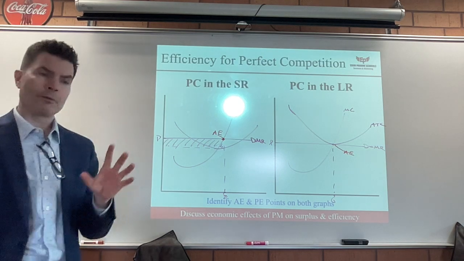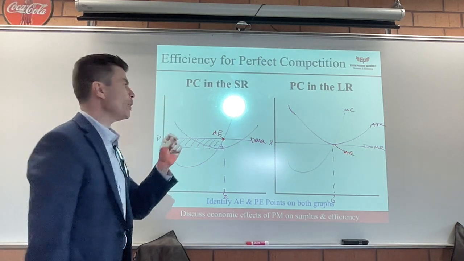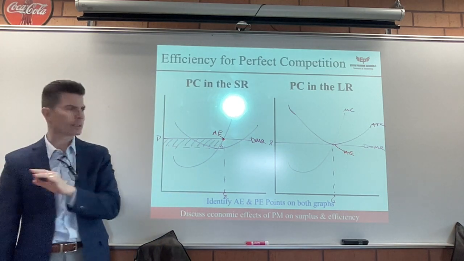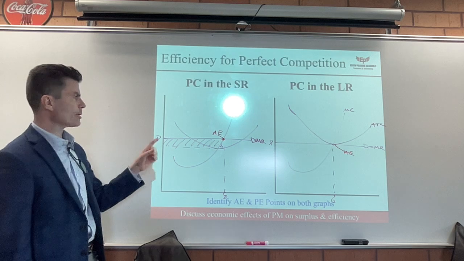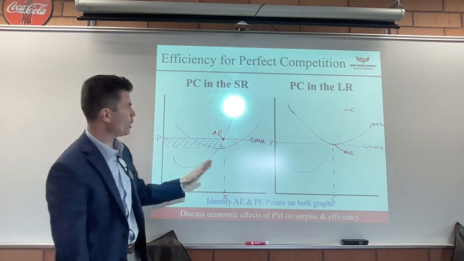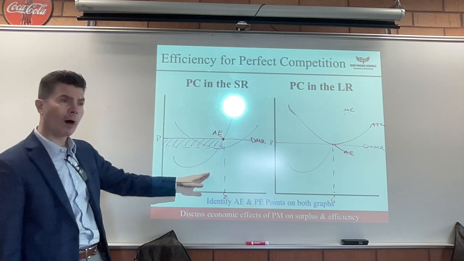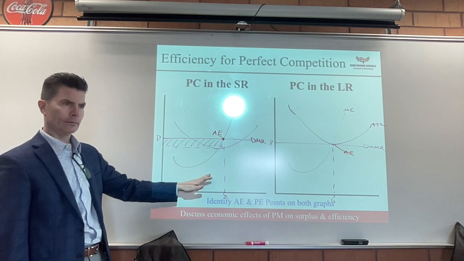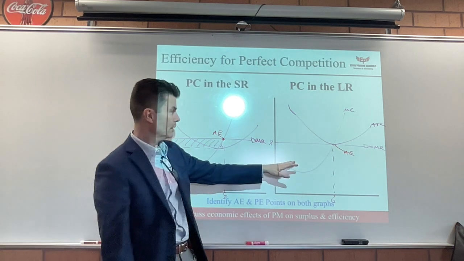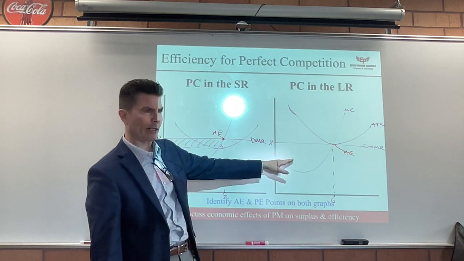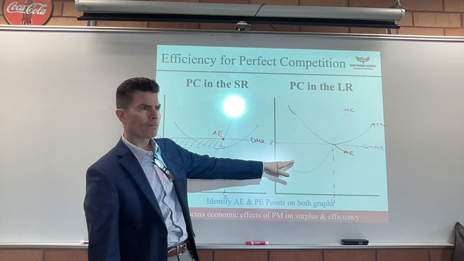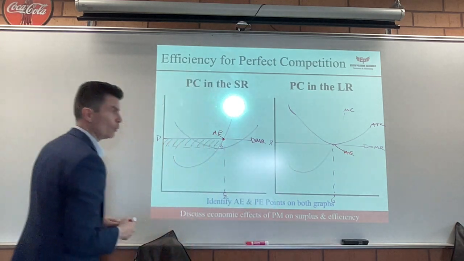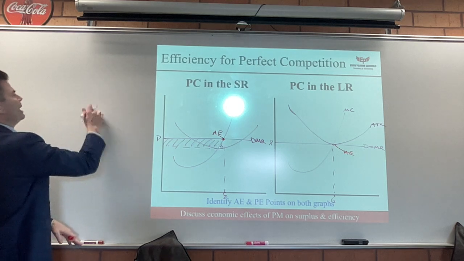Now, I guess the question, if we know you're allocatively efficient when your quantity is where demand equals marginal cost. Sahasra, for the perfectly competitive firm, the short run, is our quantity where demand equals marginal cost? Yes, okay. Darcy, is our quantity where demand equals marginal cost here? Yes, it is.